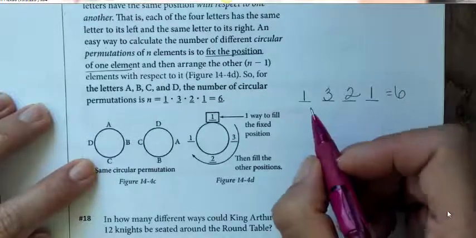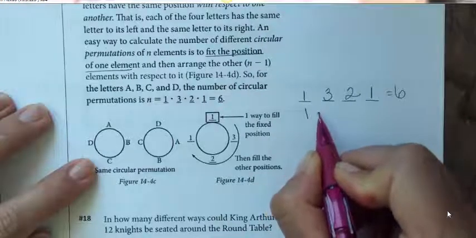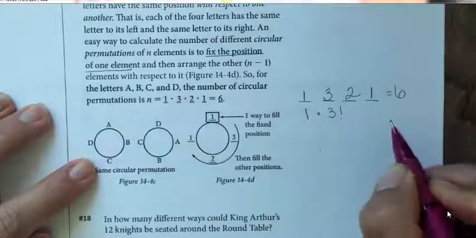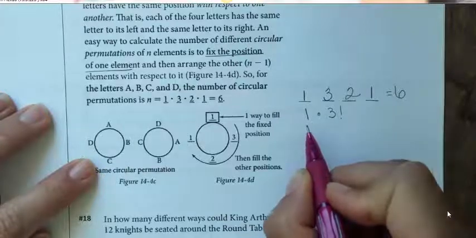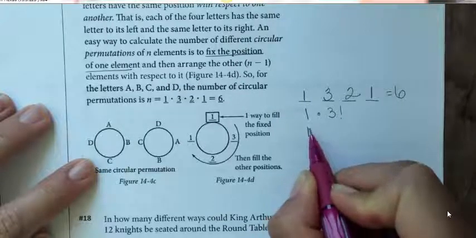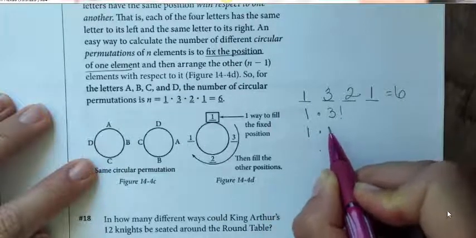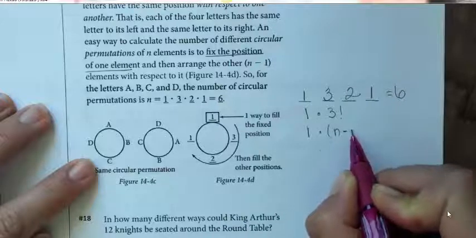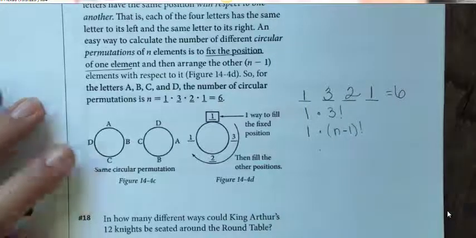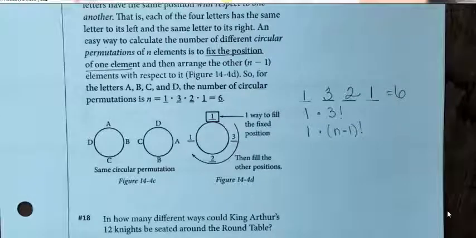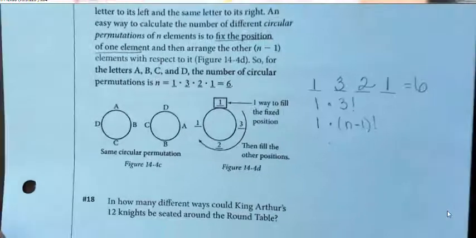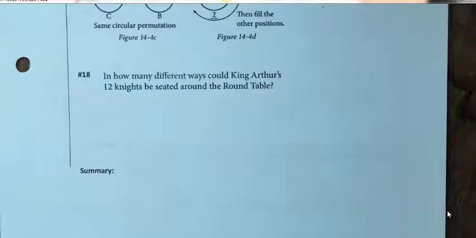So basically what we just did here was we took that 1 and we multiplied it by 3 factorial. We fix the first position by 1, and then we take the second position and we say we're going to take n minus 1 and make that factorial. This is true for every single circular permutation. So we'll do number 18 here. In how many different ways could King Arthur's 12 knights be seated around the round table?